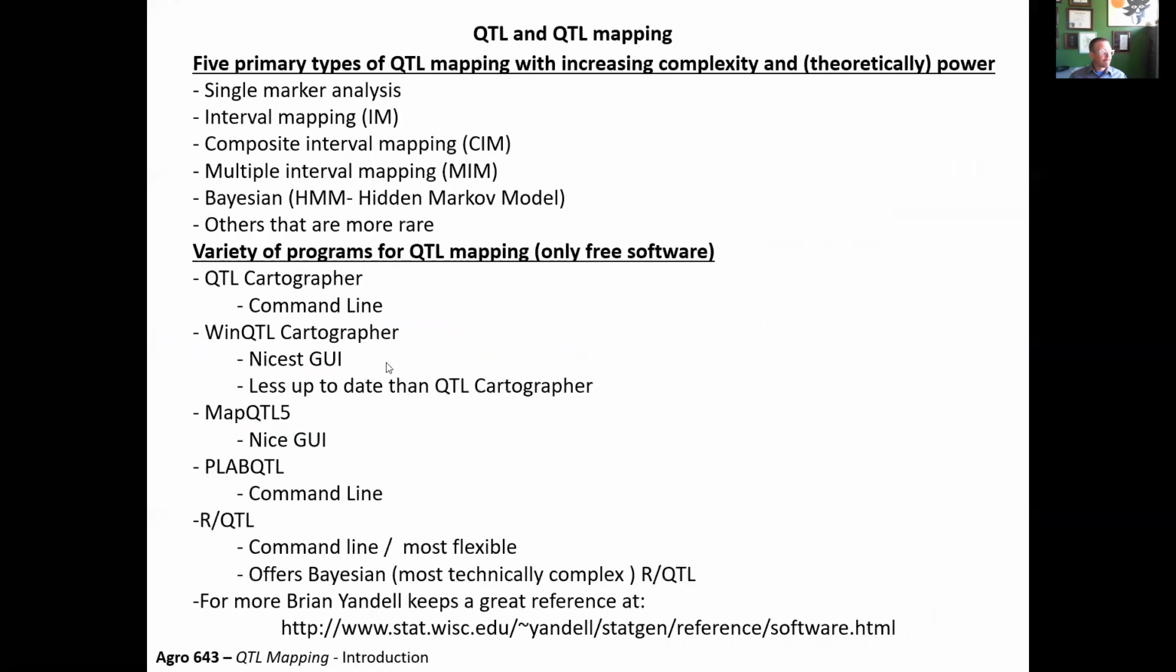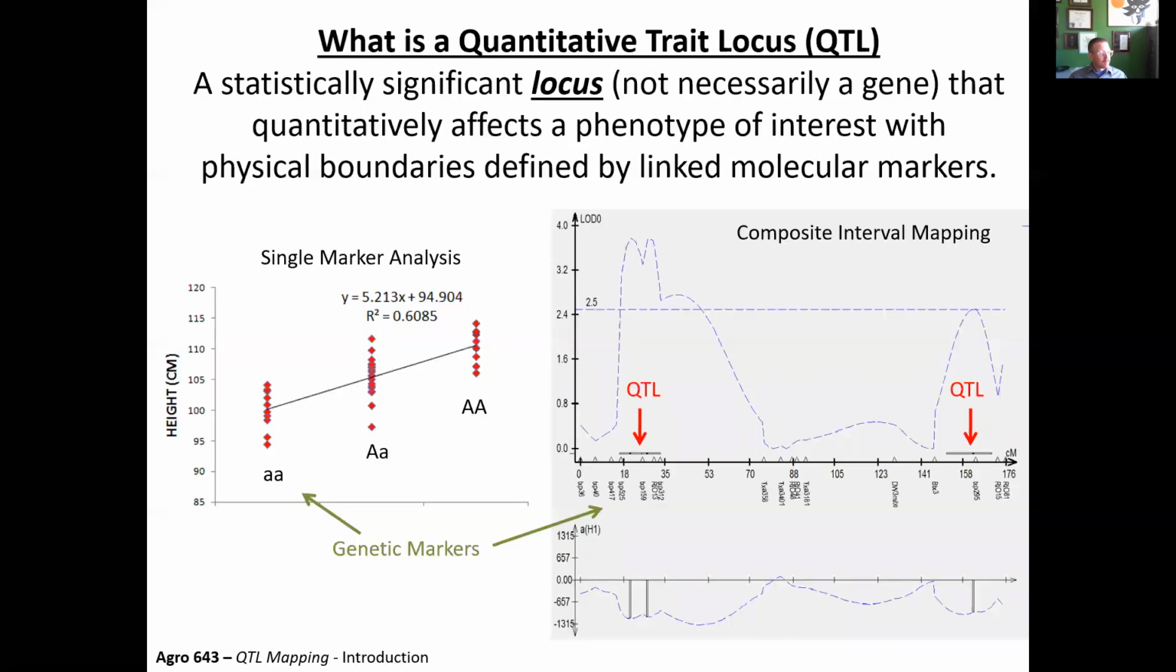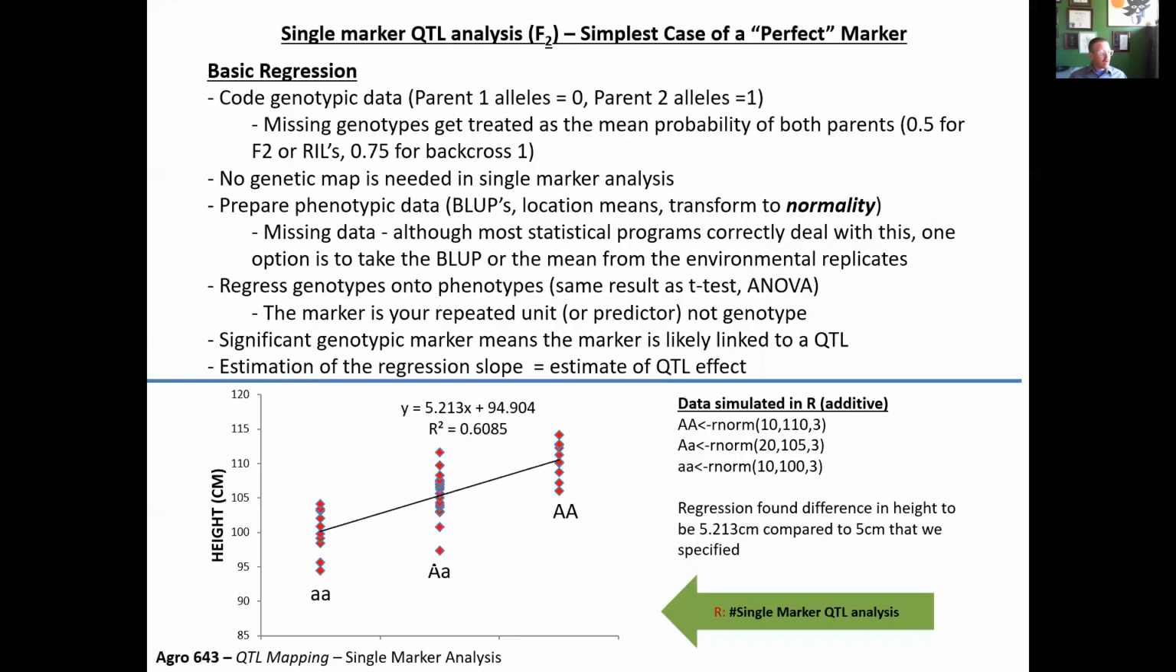I'm not going to go over the actual details on how to run this analysis, because that's part of what the students are going to do. But just the basic, most simple QTL analysis: we're going to code our genotypic data. Computers aren't so good at reading big A and little a, so we code our parents as zeros and ones. And then missing data would be treated as 0.5, because we don't want to bias it one way or another.